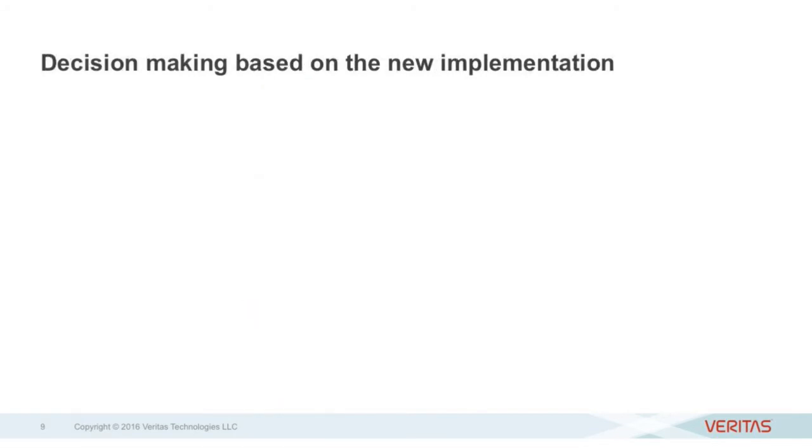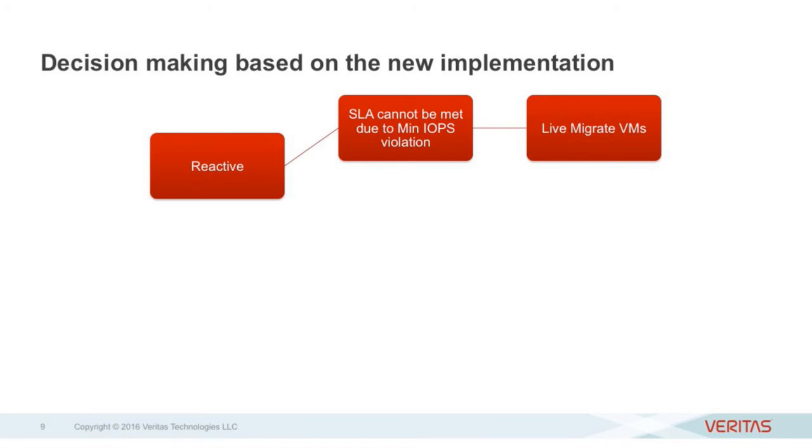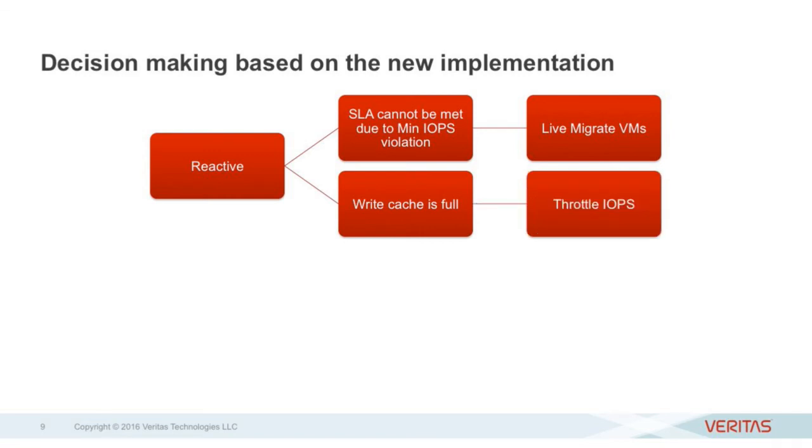Now, when we are talking about decision making, we have two kinds of decisions that we need to make. One of them is the reactive decisions. An example of that is where SLAs cannot be met due to, say, a min-IOPS violation, which is not acceptable, in which case there might be an automatic VM migration based on a policy. Another example is the write cache getting full for a high-performance VM, in which case you would have to throttle the IOPS across the compute or across a certain set of VMs so that the cache is not getting hit so much.